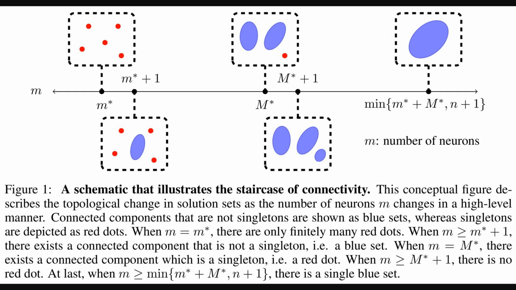Okay, so this first figure really helps visualize one of the core findings. They call it the staircase of connectivity. It illustrates how the set of optimal solutions changes topologically as you increase the network width M. You start with isolated solutions, shown as red dots, at a minimal width M, but as M grows past critical thresholds, connected blue regions emerge, eventually leading to a single connected set for sufficient width.